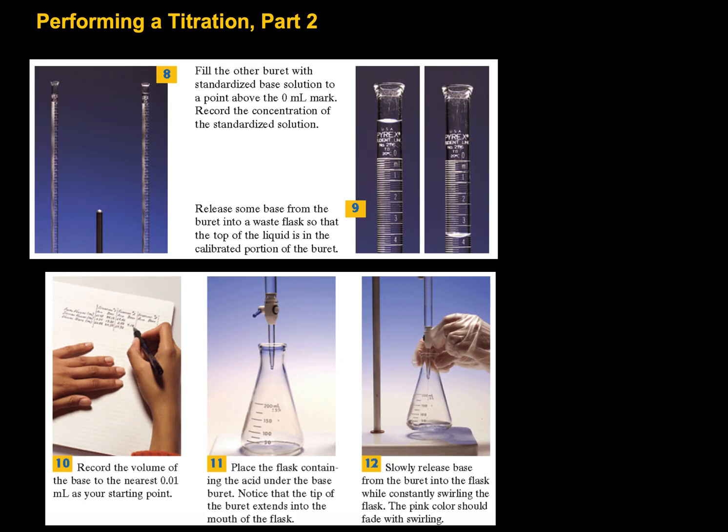Part 2, in step number 8, fill the other burette with the standardized base solution to a point above the 0 milliliter mark. Record the concentration of the standardized solution. Number 9, release some of the base from the burette into a waste flask so that the top of the liquid is in the calibrated portion of the burette. And number 10, record the volume of the base to the nearest 0.01 milliliter as your starting point. And number 11, place the flask containing the acid under the base burette.